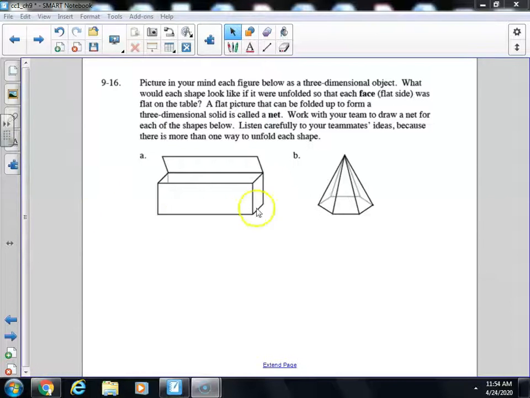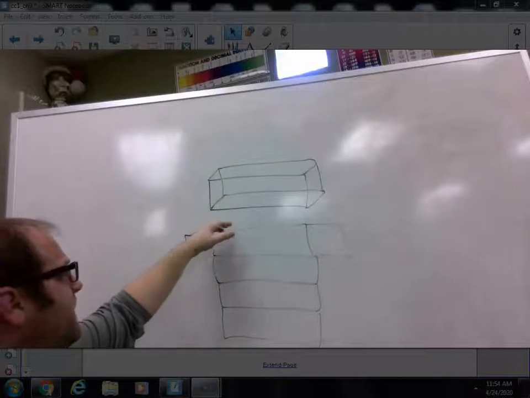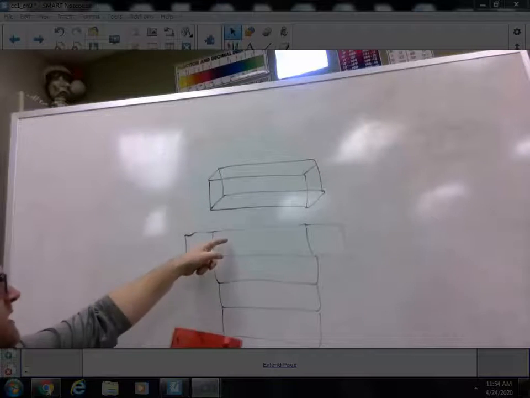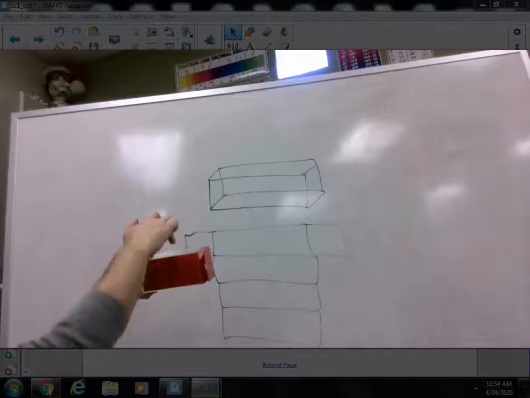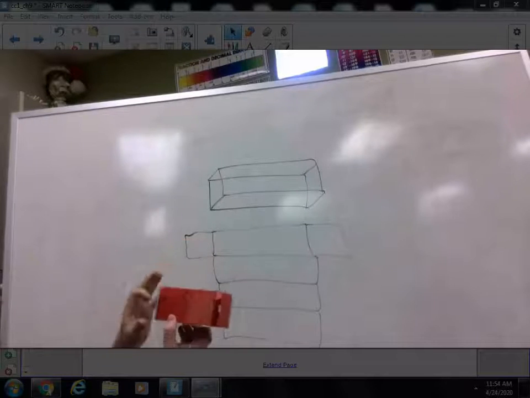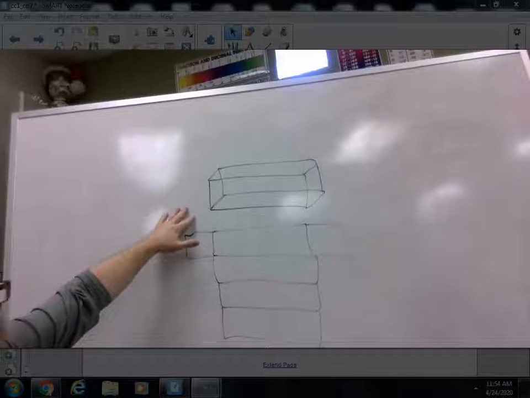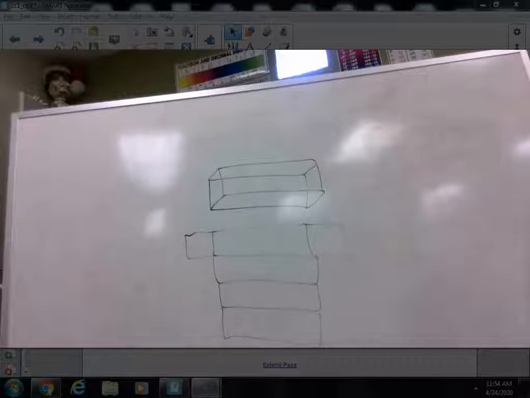So if we look at letter A, again, it looks like a shoebox or toy box. If we were to cut the seams here so it lies flat, we cut here, here, and here. Okay, we get something that looks like this. So notice that we have 4 rectangles here, which make up the 4 sides, and we have 2 squares that make up the 2 ends here. So we know that this rectangular prism has 6 sides, so there should be 1, 2, 3, 4, 5, 6 rectangles in our net.